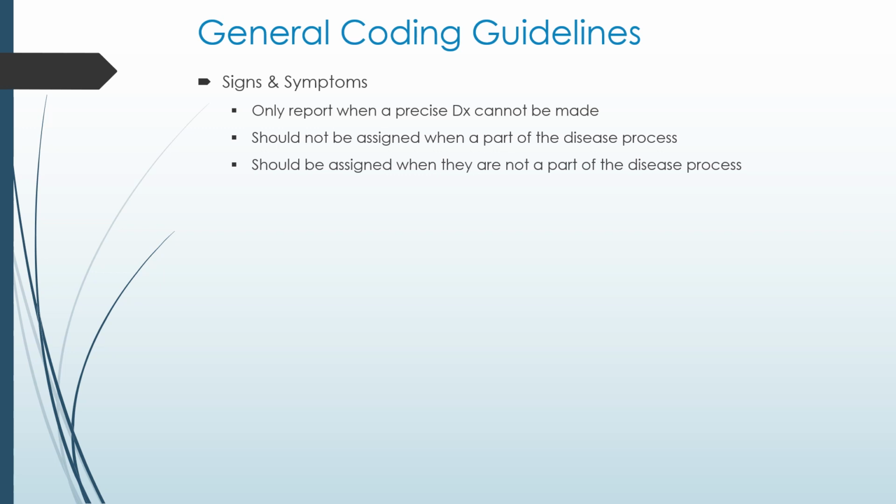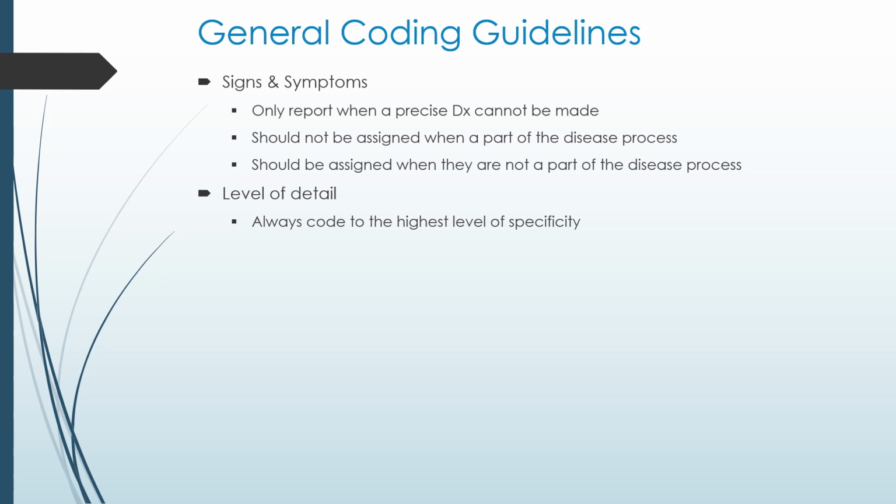We do not want to assign a sign and symptom diagnosis code if it is a part of the normal disease process. A good example I can think of here is if the patient has been previously diagnosed with Alzheimer's disease, we may not want to code memory loss along with that visit because the memory loss could be considered a sign and symptom of the Alzheimer's. However, the reverse of that is if the symptom is not a normal part of the disease process, then we can code and should code that sign and symptom outside of the chronic disease code that we might be adding.